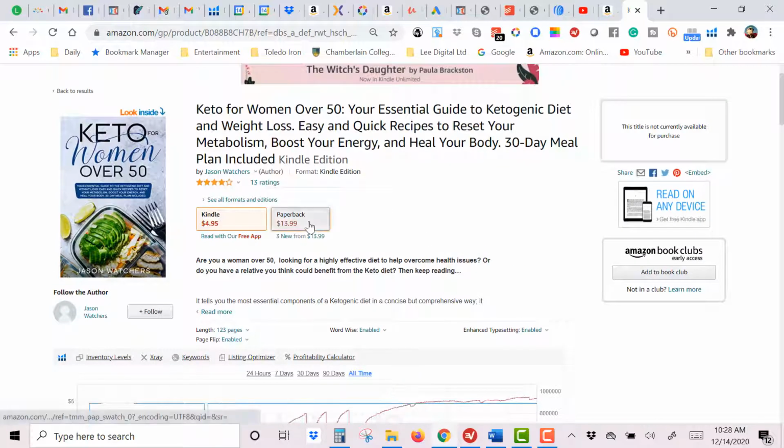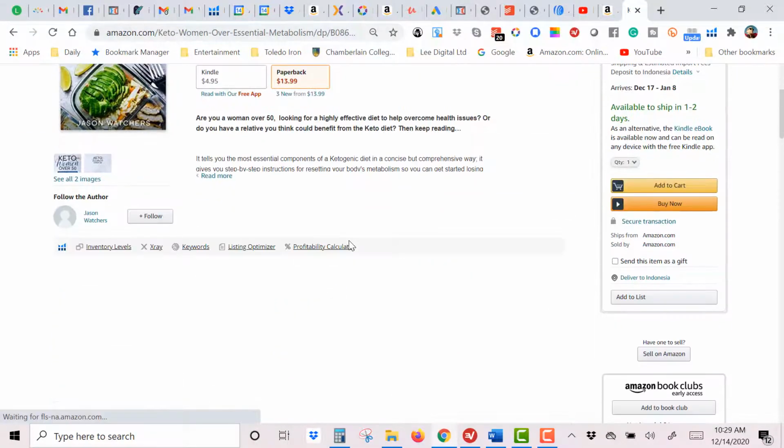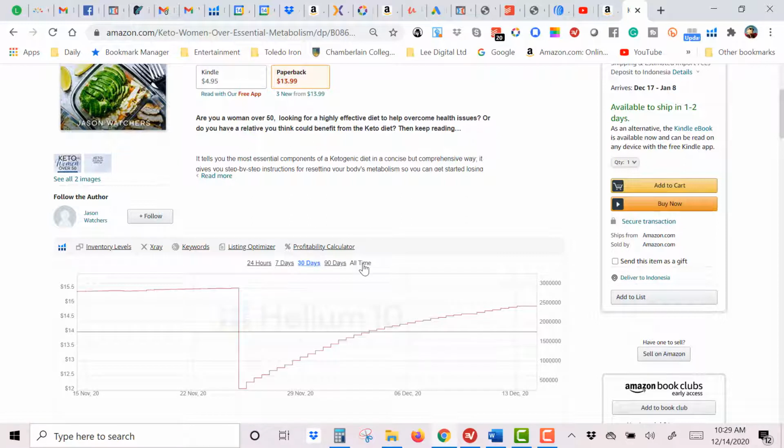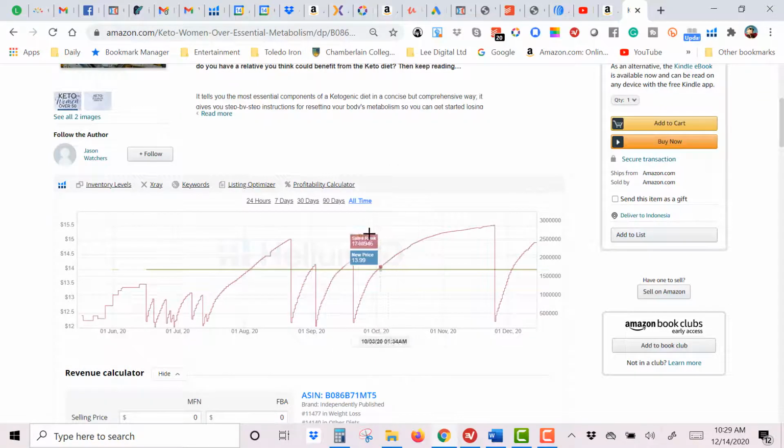And let's look at the paperback. I'm not advocating one keyword here or another. I just want to show you how you can use this: look up keywords, look up traffic overall, and then take a look at the actual sales happening for a book. I think this is fantastic information. So you have sales going on here. Let's go all time: sales, sales, sales, sales.